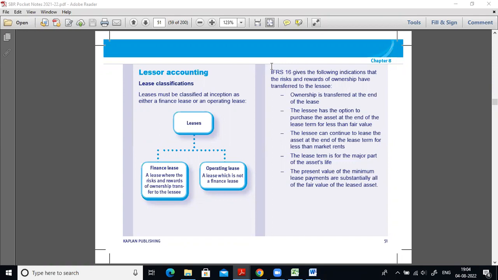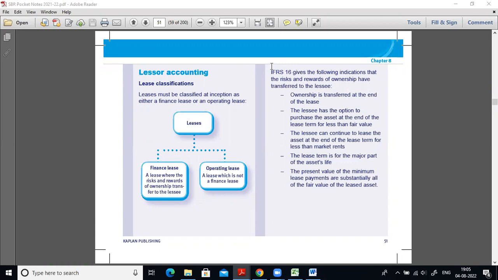And the next statement says that the lease term is for the major part of the asset's life. Now, generally, major part means if the lease term is around 70% or more, we can assume that it is the major part of the asset's life. If the useful life of the asset is 10 years, and if you took the lease for 7 years or 8 years, in that case also, we can assume that the risk and reward is transferred to the lessee. So generally 70% is considered as the major part.